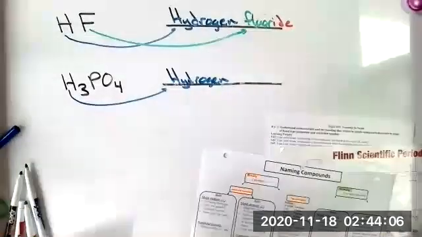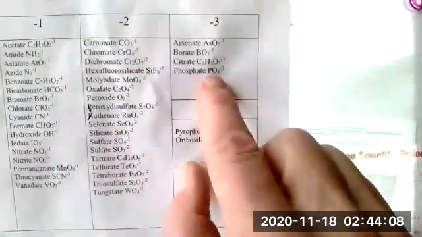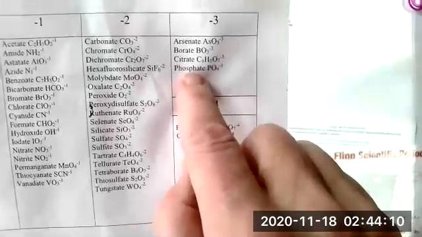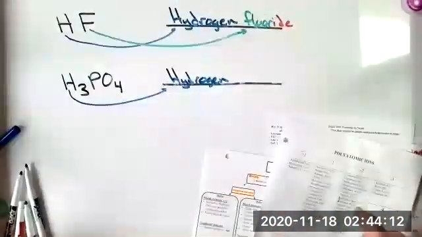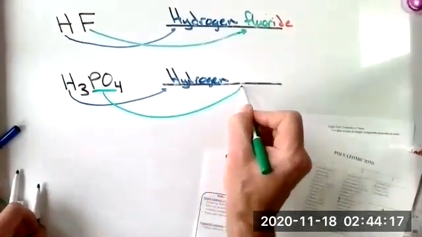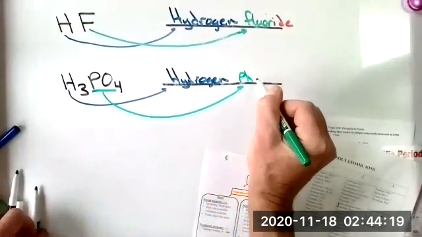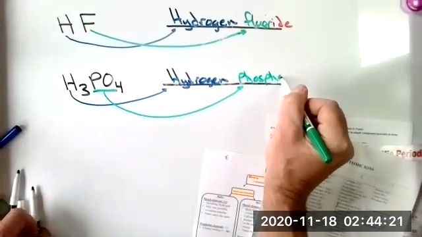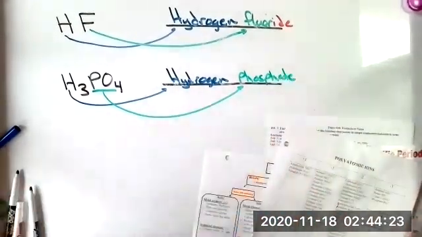PO4 off of your third best friend table is sitting right here. There he is. Copy and paste. PO4 is phosphate, and you're done.